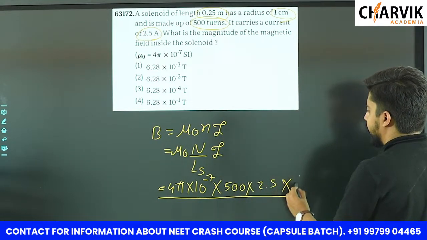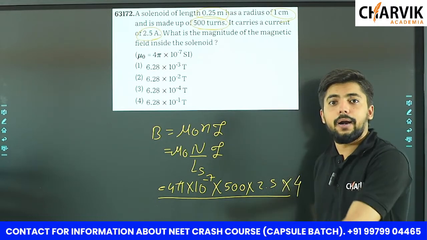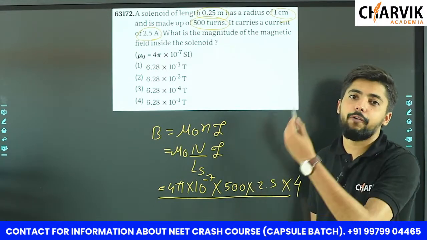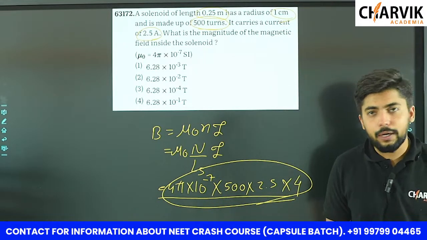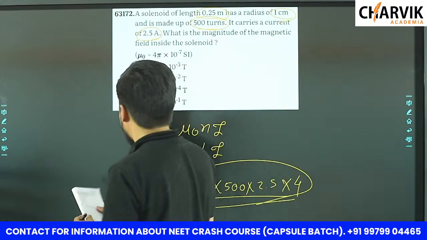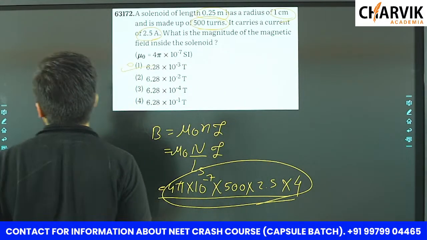So simply I can say multiply by 4, because it will become 0.25 divided by 100. That 100 will go into the numerator and 25 for 100. Just multiply all these values in your calculator, and you will get the answer, which is equal to 6.28 into 10 raised to minus 3 Tesla.